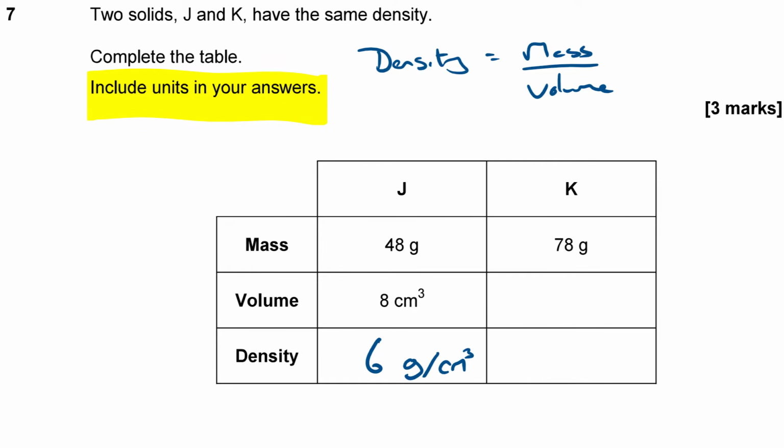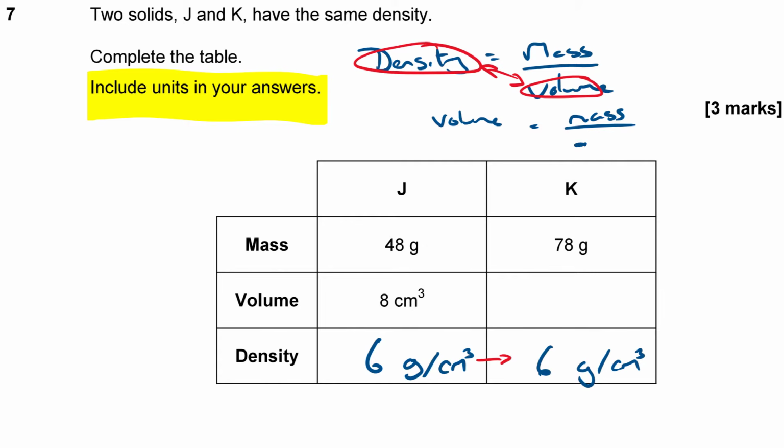Right, so then we're told that they have the same density, so I can copy this value over into the other half of the table. So this is also going to be 6 grams per cubic centimeter. And I'm going to need to work backwards to find volume. So I've got density up here and volume down here. If I switch those around by cross multiplying, I'm going to get volume equals mass divided by density, aren't I? So I've got a mass of 78 and I want to divide it by a density of 6.